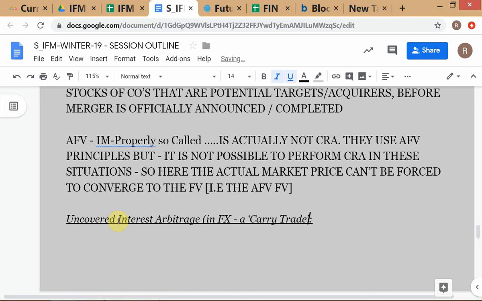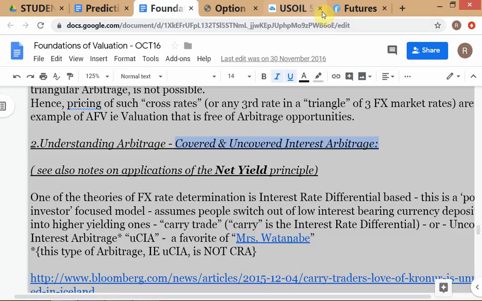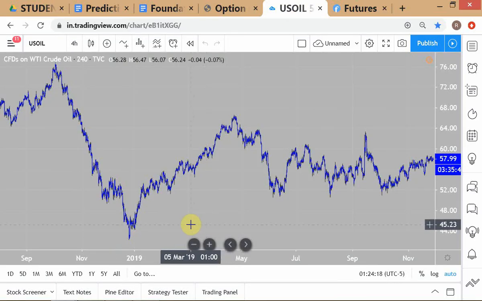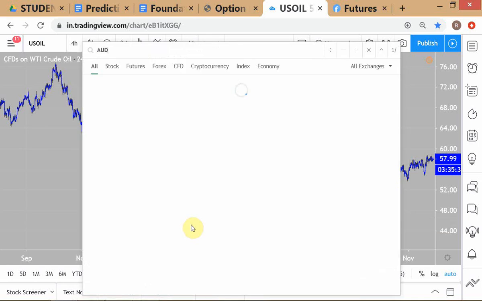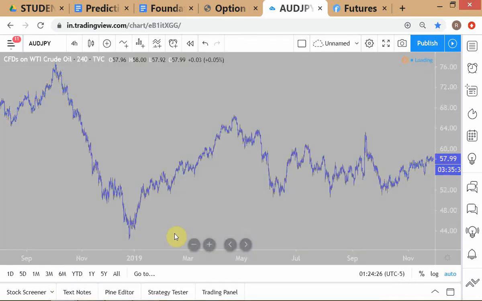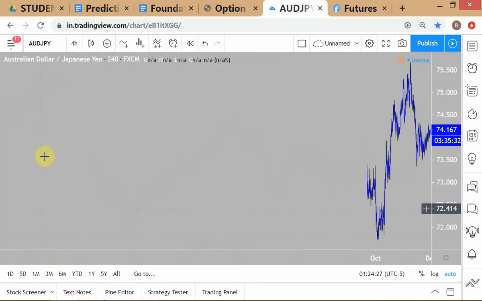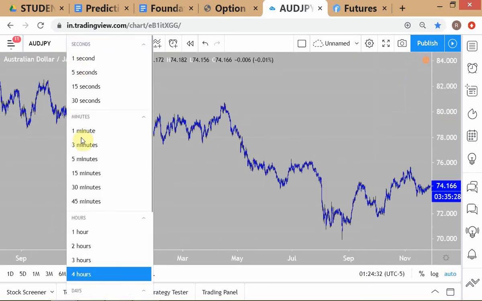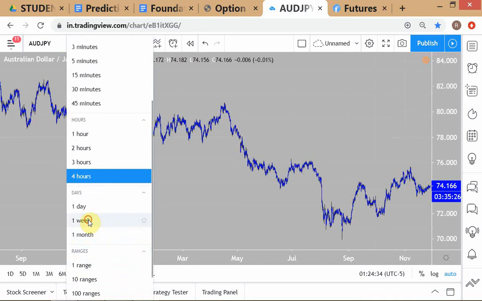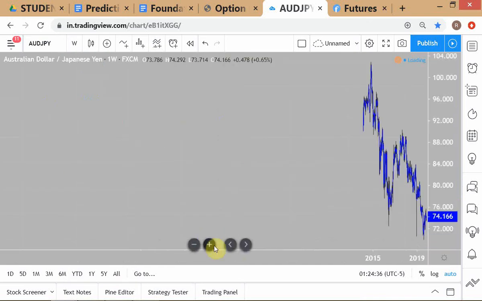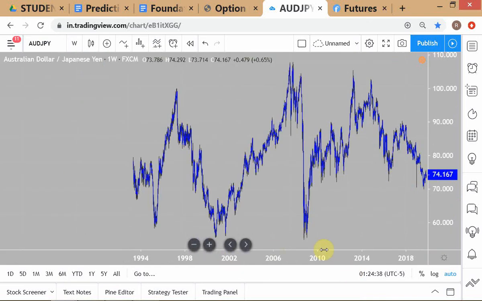Okay, so this is an example where I'll just give you a brief idea of carry trades. This is a very famous carry trade that was done a lot for many years, but then eventually people lost a lot of money. So we'll briefly understand this transaction, uncovered interest arbitrage. We're just looking at a couple of examples, then I'll give you one more term which you're just going to be familiar with.